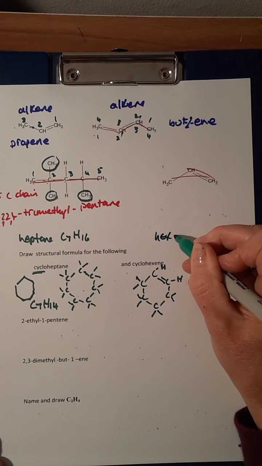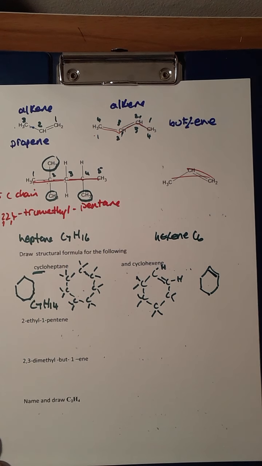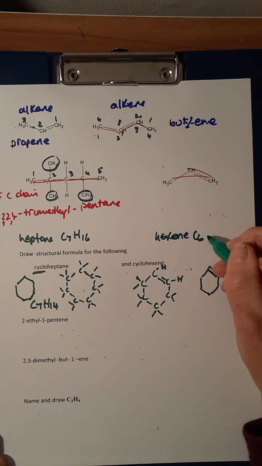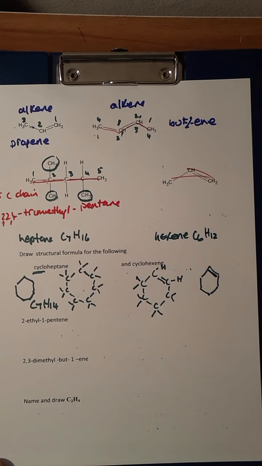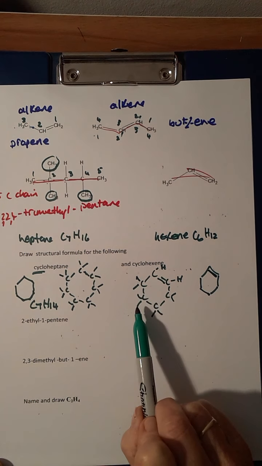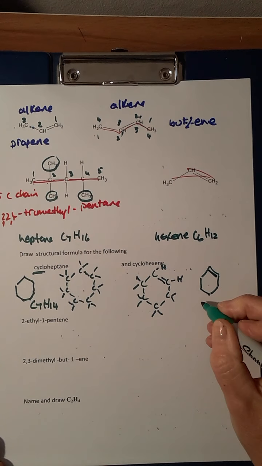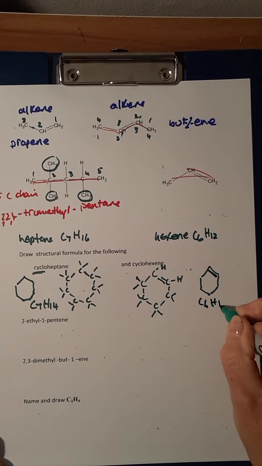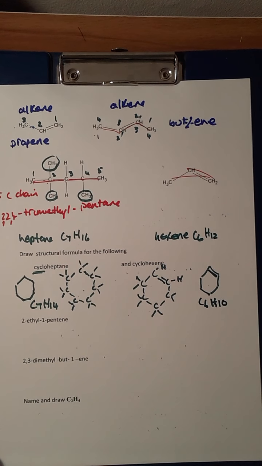What's the formula for hexene? Hexene has 6 carbons, and remember the general formula for alkenes is CnH2n. So hexene is C6H12. However, when you turn it into a cyclo compound, you now have 2, 4, 6, 8, 10 hydrogens. So cyclohexene is C6H10. Again, just be aware of that cyclical effect.